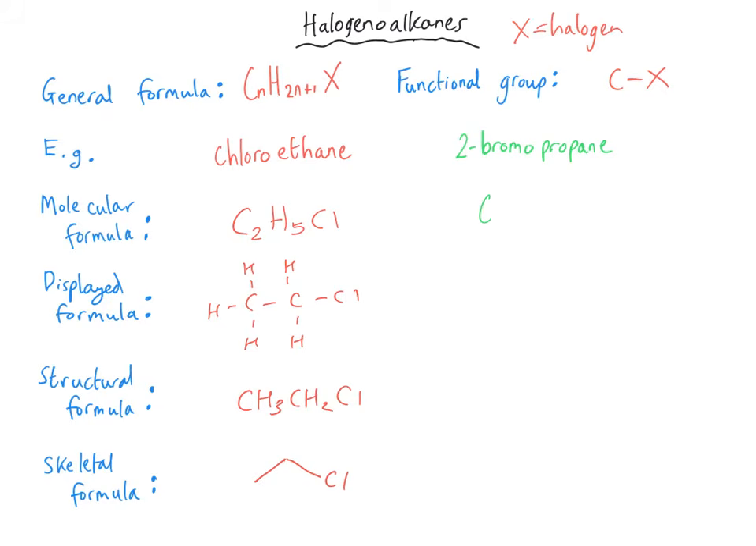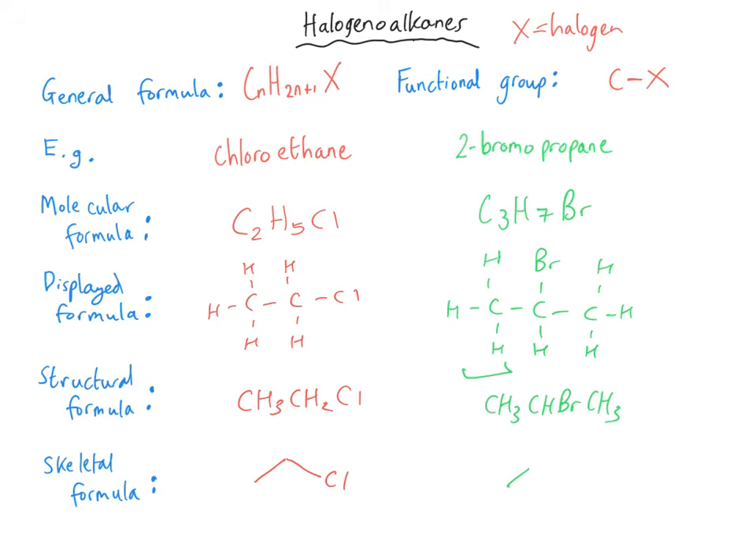2-bromopropane, it's propane, so it's going to be C3, and then it's going to be H7Br this time for the bromine. And then we're going to have 1, 2, 3, the bromine on here, and we're going to fill in the rest with hydrogen to make sure carbon has got 4 covalent bonds each time. And then structural formula, we've got a CH3, we've got the CH, then we've got the Br, and then we've got the CH3. Skeletal formula, there's my propane, and I've got the bromine coming out of the second carbon there.